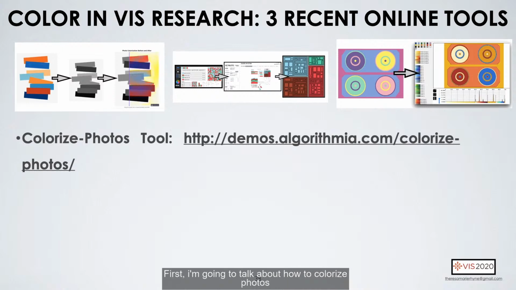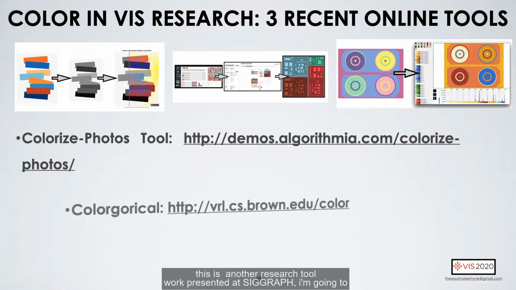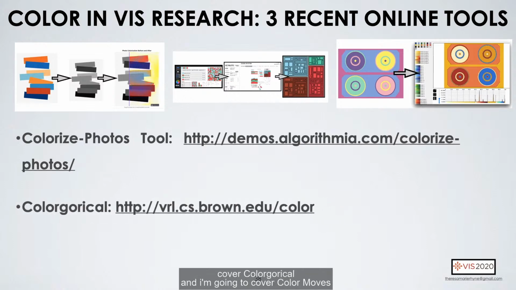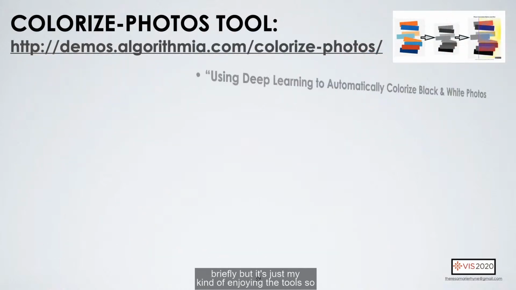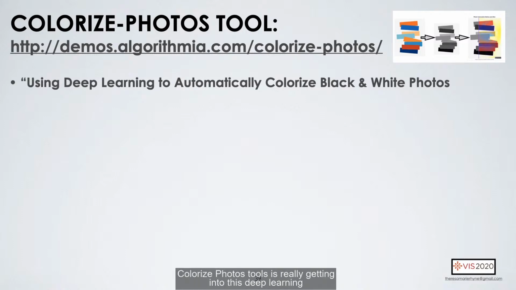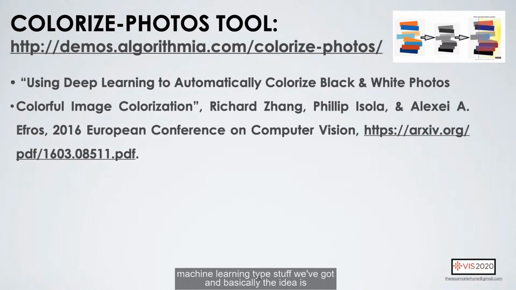So I'm going to talk about how to colorize photos. That's another research tool work presented at SIGGRAPH. I'm going to cover color-gorical, and I'm going to cover color moves briefly. But it's just my kind of enjoying the tools. So colorized photos tools is really getting into this deep learning, machine learning type stuff. Basically, the idea is, can you use deep learning to automatically colorize black and white photos?